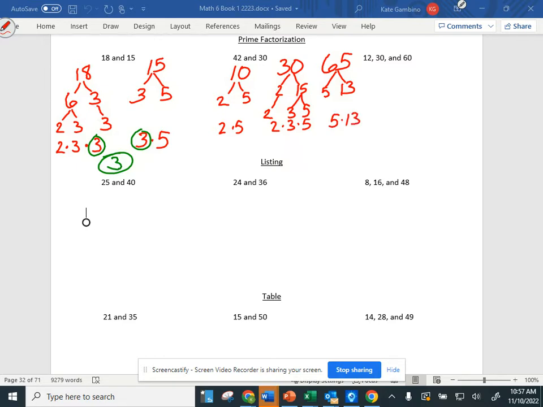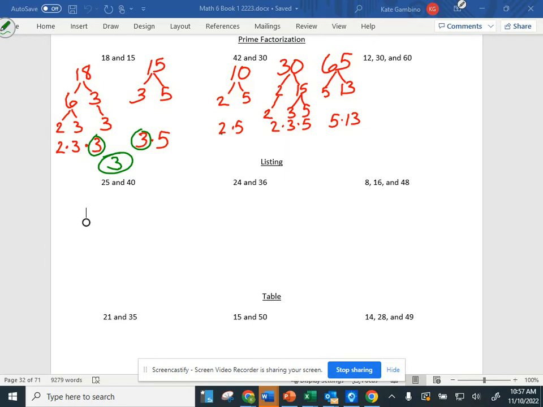Okay, so when we're breaking down our numbers, remember we're breaking down to those primes. So we had 2 times 5 for the 10, 2 times 3 times 5 for the 30, 5 times 13 for 65. Then we have to circle what primes all three of them share.